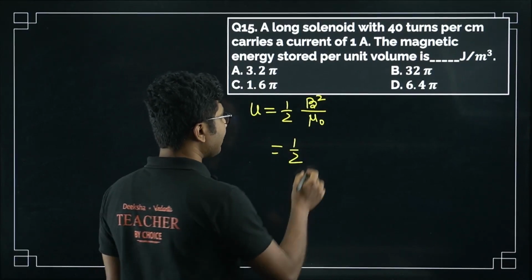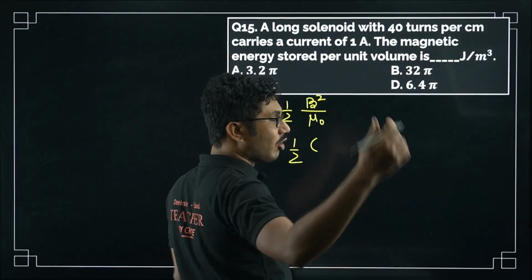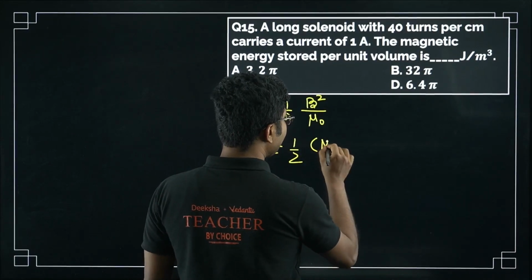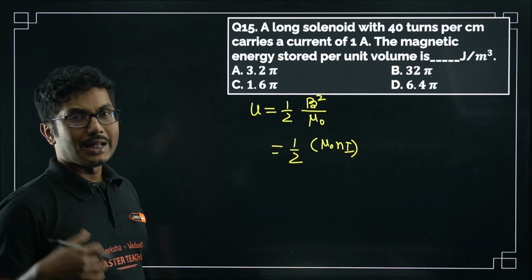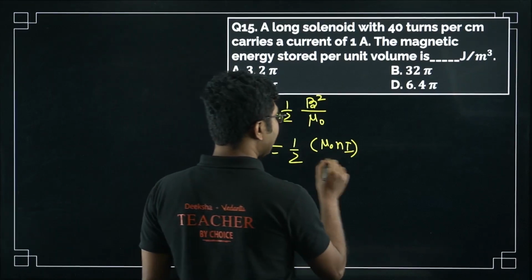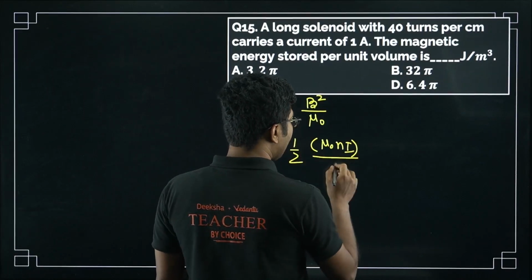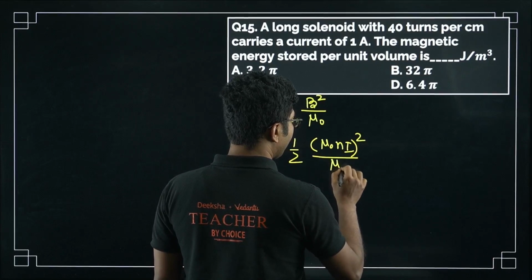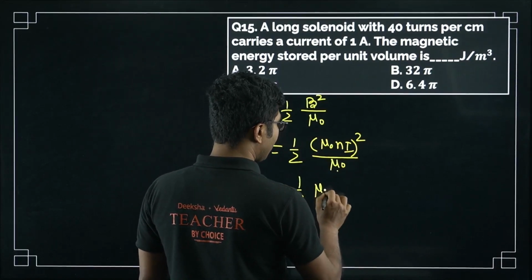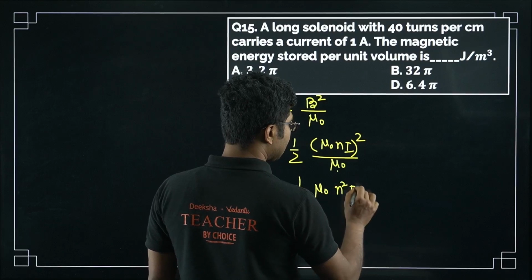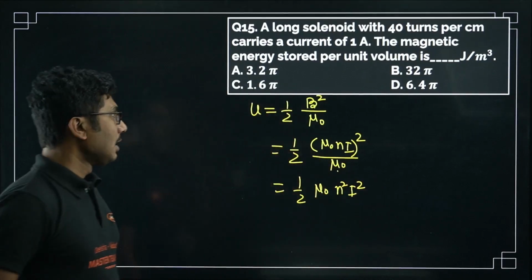Now what is B square, by the way? For a long solenoid, B is mu naught N into I, where N is the number of turns per unit length, and here the unit length should be in meters. Whole square divided by mu naught. So one of the mu naught will cancel. It will be half mu naught N square I square. This is the formula.